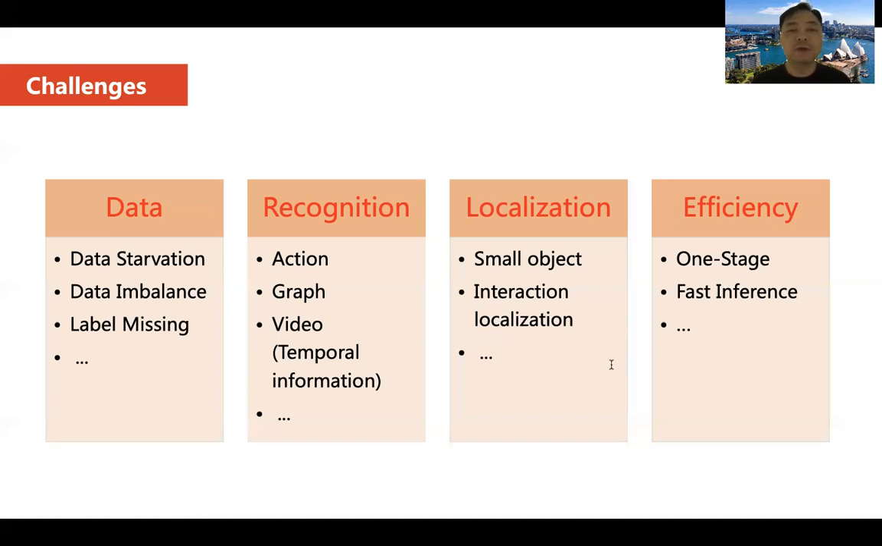Then we begin to introduce some of these challenges in detail, and meanwhile illustrate our proposed approaches for these challenges.